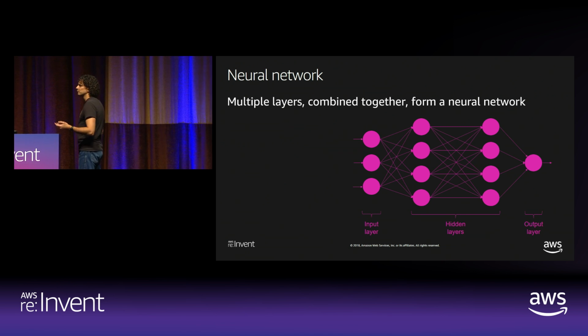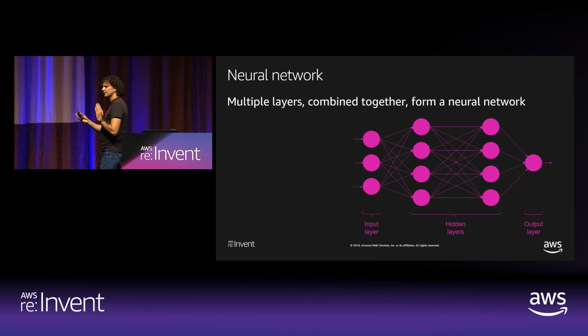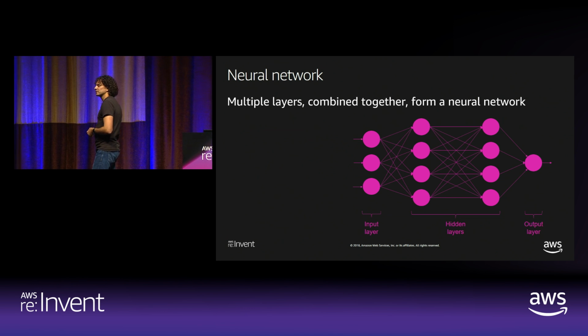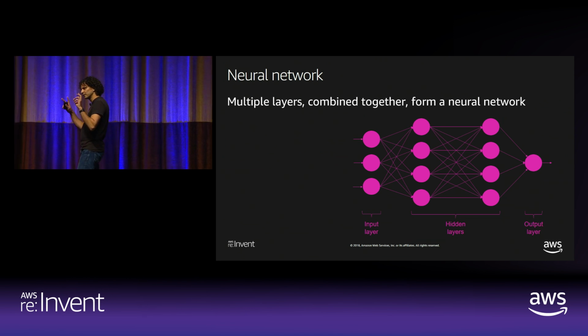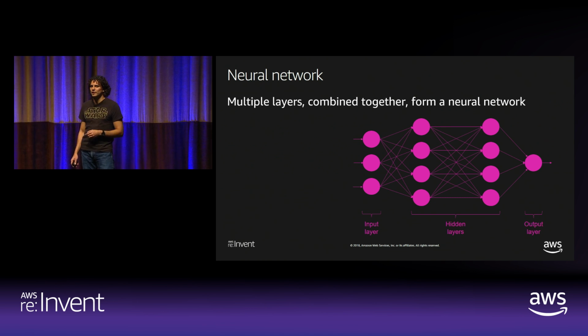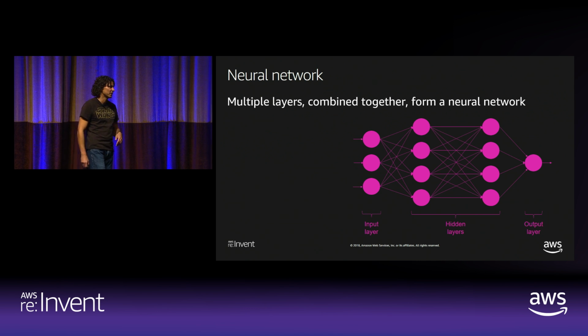Typically, the first layer is called the input layer. The last layer is the output layer, where we get the output from. And then all the layers in the middle are called hidden layers. And they're called hidden because they don't interact with the outside world. They just get their inputs from their previous layer, and then they provide the output to the next layer.